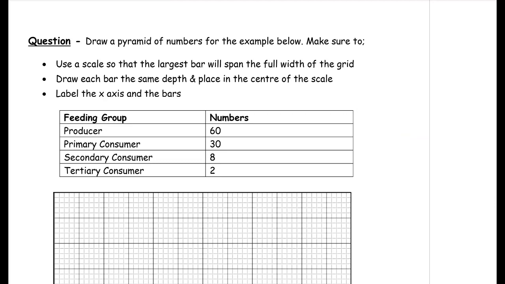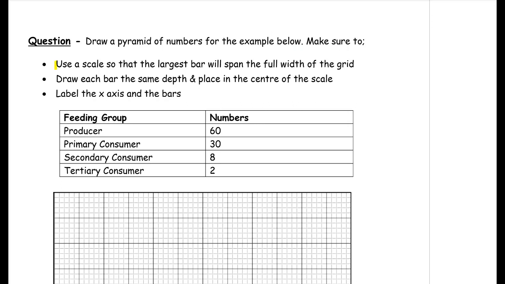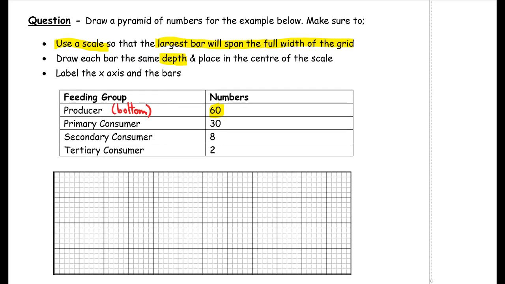Right, so let's draw one of these. To draw a pyramid of numbers, here's what we need to do. We need to use a scale so that the largest bar will span the full width of the grid. That's going to be our producer, which you'll remember always has to go at the bottom. You draw each bar the same depth. If you look at this scale, we've got 1, 2, 3, 4 levels to draw, and this is handily split up into 4 areas. So each bar needs to be the same depth.